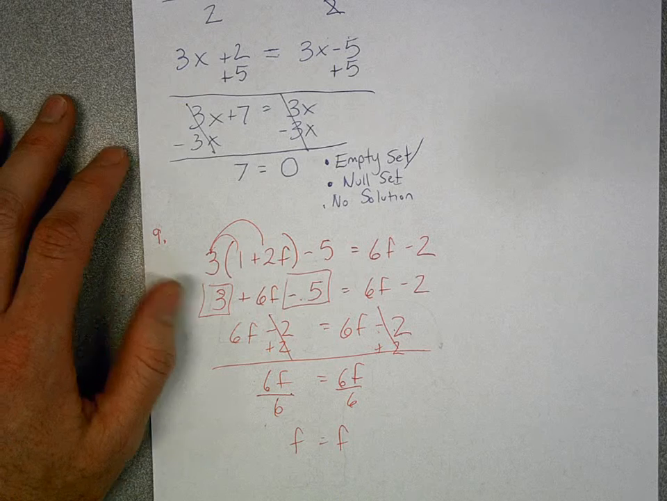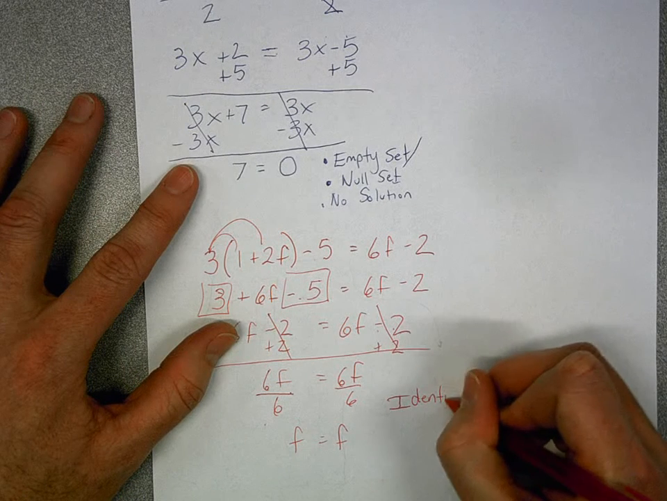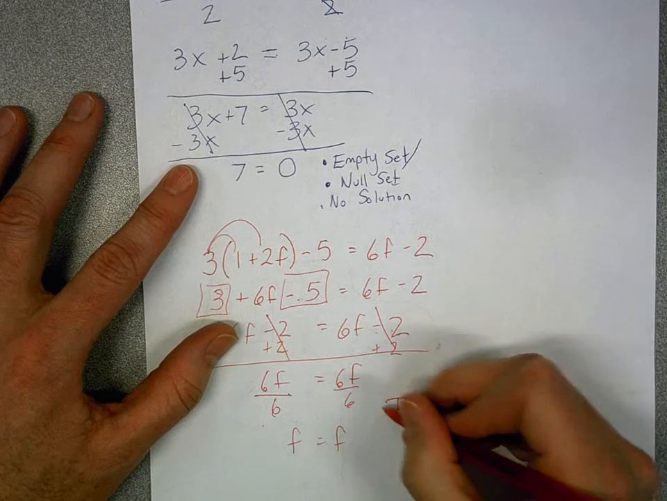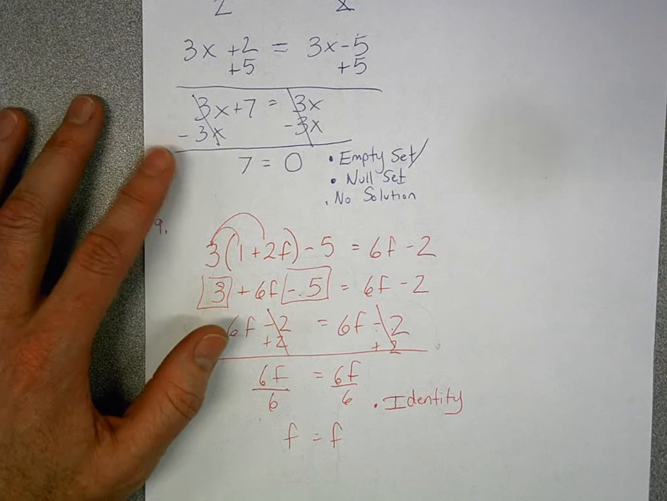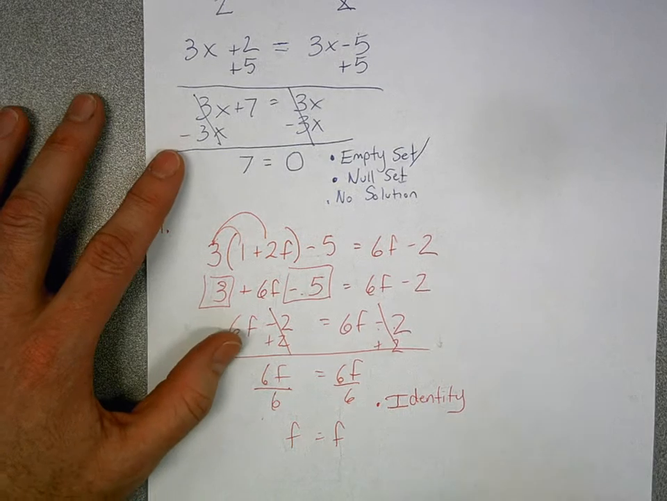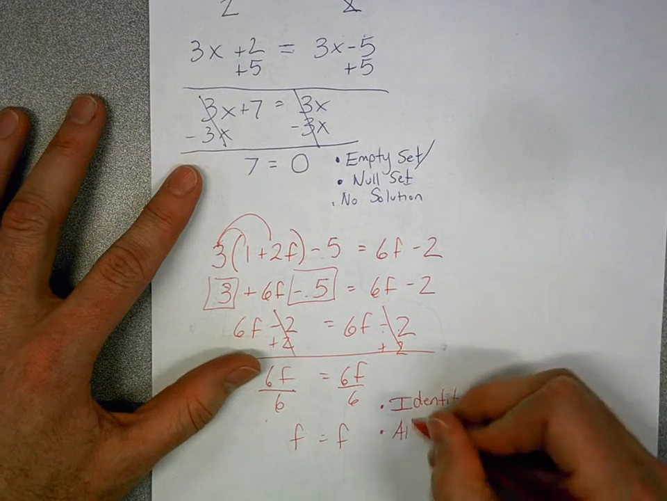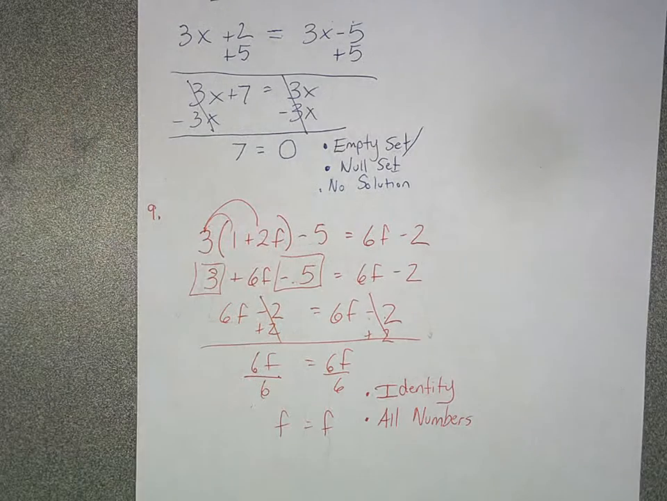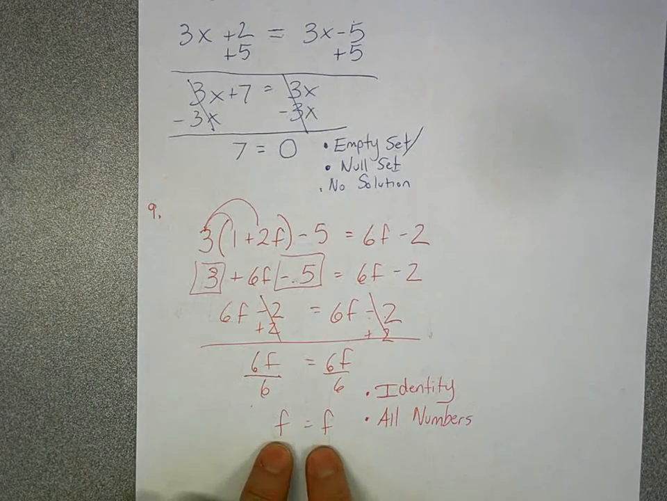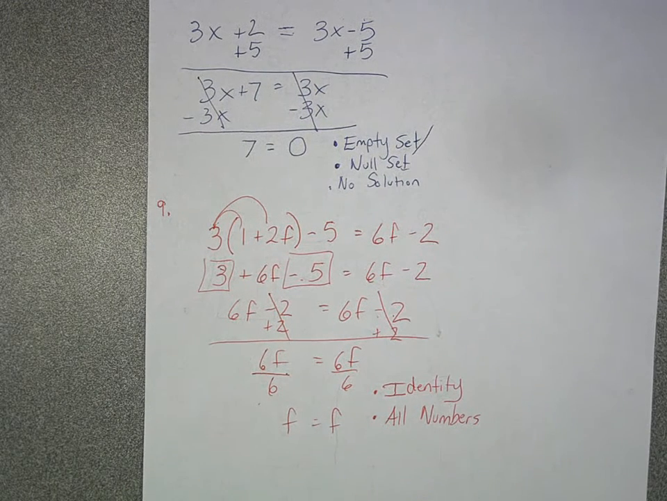Ladies and gentlemen, this is an identity. All right, or all numbers. That's another thing your book will say. Basically, the solution is all numbers, because you could throw any number in for f and it's going to be true, because each side is 6f.